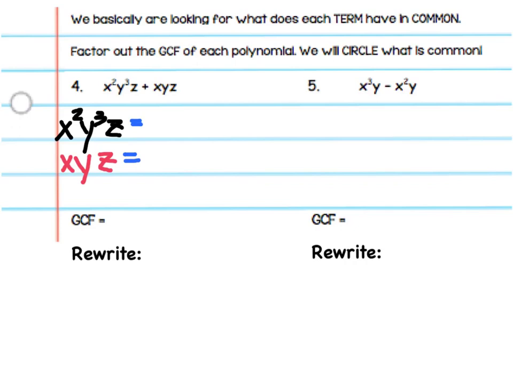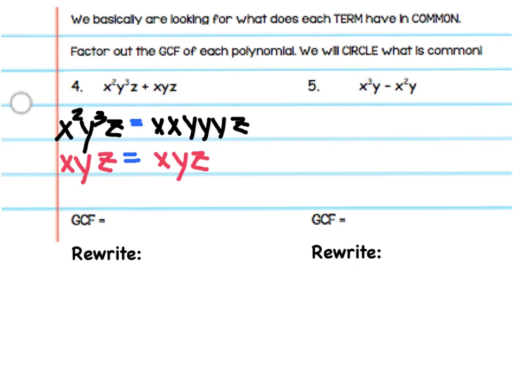Alright, so let's expand this, which you should remember when we learned about exponents. When I see x squared, it really means that I have 2 x's. When I see y to the third power, it really means that I have 3 y's. And then z doesn't have an exponent, so I know it's just a z. The next one, xyz, notice there's no exponents. That one's pretty straightforward, right?